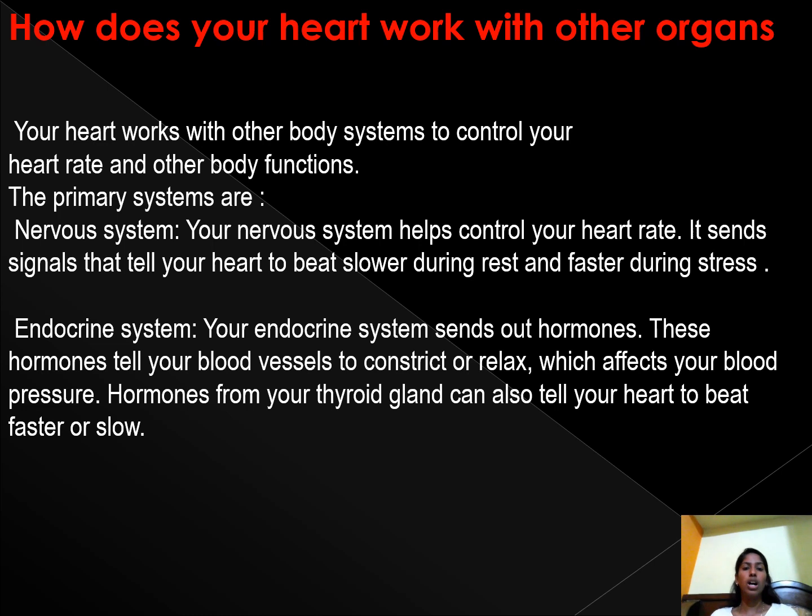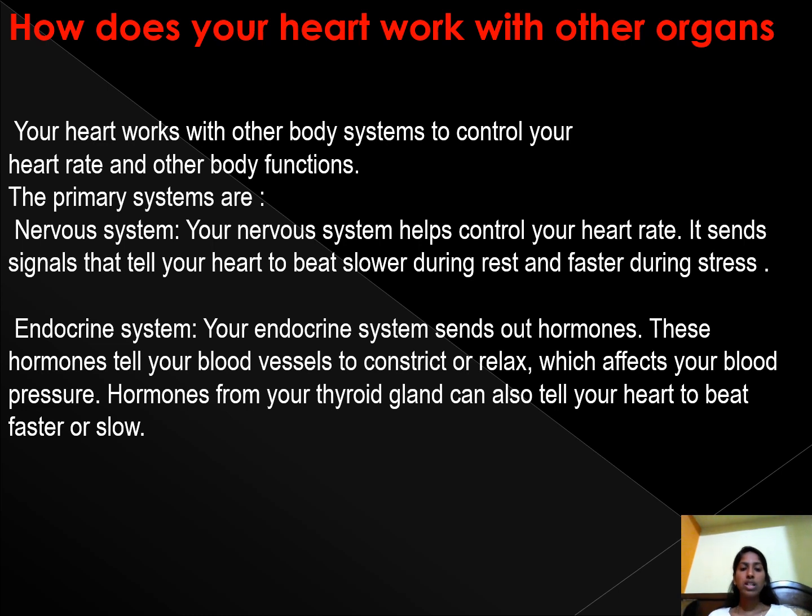Now let us see how the heart works with other organs. The heart works with other systems to control the heart rate and other body functions. The primary systems are the nervous system. The nervous system helps to control your heart rate. It sends signals that tell our heart to beat slower when resting, and faster during exercise.